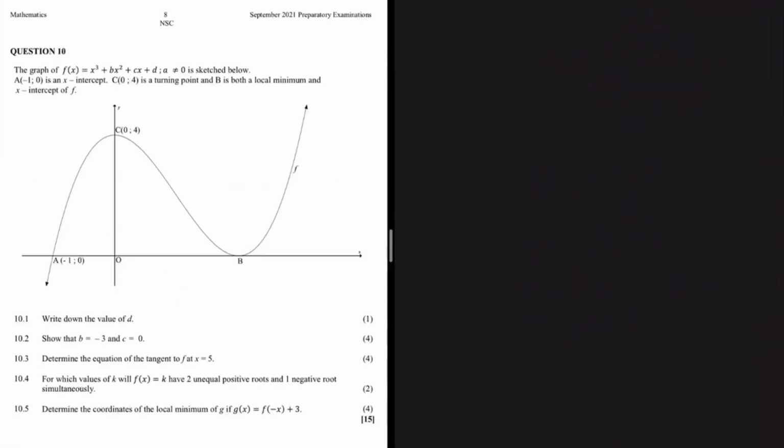So in this question, we're given a cubic function, f of x, which equals x cubed plus bx squared plus cx plus d. And the first question, 10.1, is saying, let's write down the value of d. Before we even look at our sketch, let's look at our equation and see what d means. So here's d here, I just circled it in red.